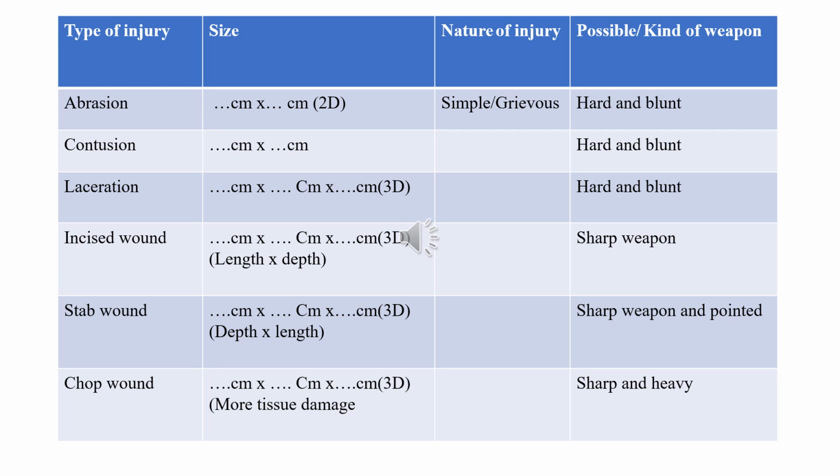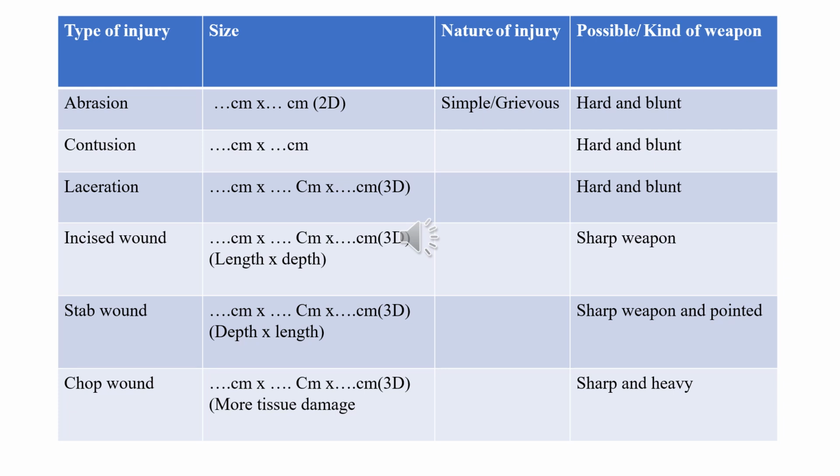The most commonly asked question on the injury certificate is the definitions of the injuries. We can easily remember the definition by this table, which is given to you in the examination. So, type of injury, size, nature of injury, and possible kind of weapon. As far as definition is concerned, we can remember it by the type of injury, size, and possible kind of weapon. Any injury can be simple or grievous. We will discuss the nature of injury later.